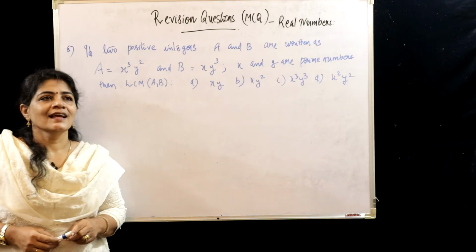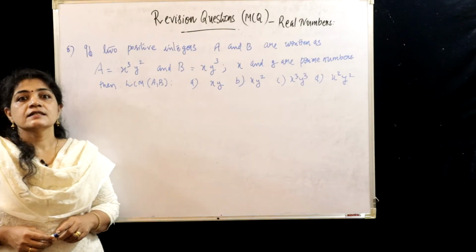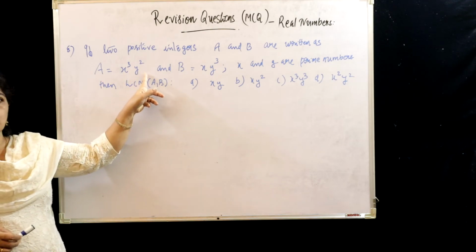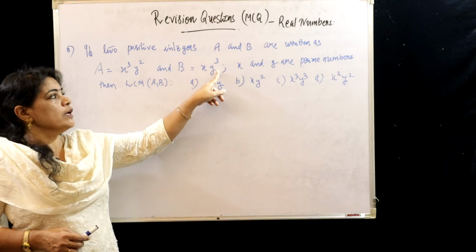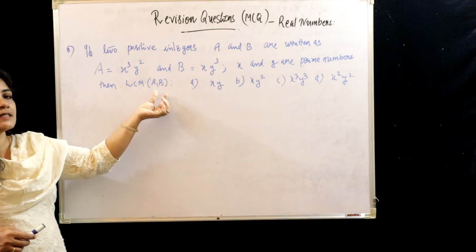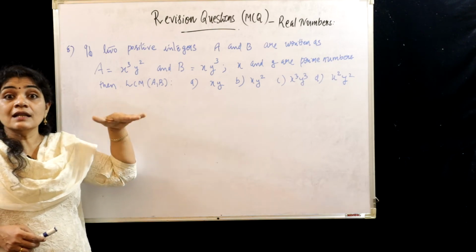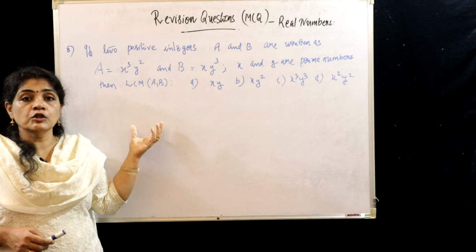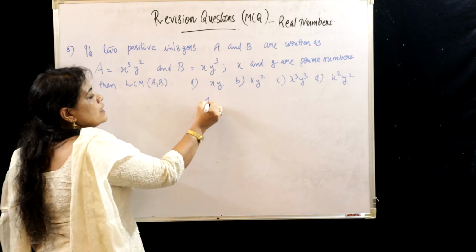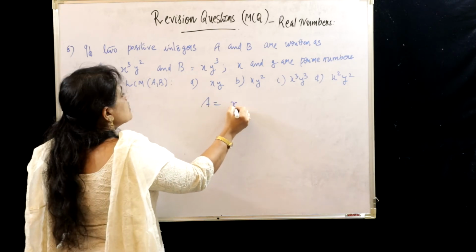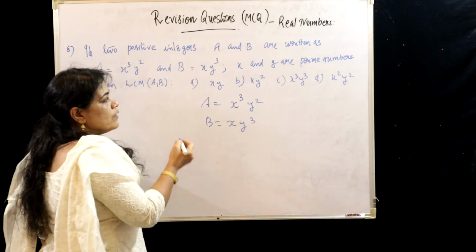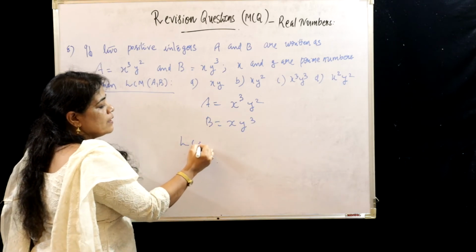Now the next question. If two positive integers a and b are written as a equals x cube y square, b equals x y cube, where x and y are prime numbers, then the LCM of a and b. See here, in general, after prime factorization of a number, we can write a as x cube y square and b as x y cube, that is given, and we have to find the LCM of a and b.